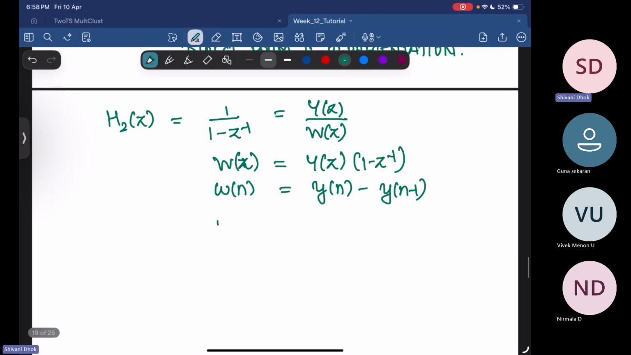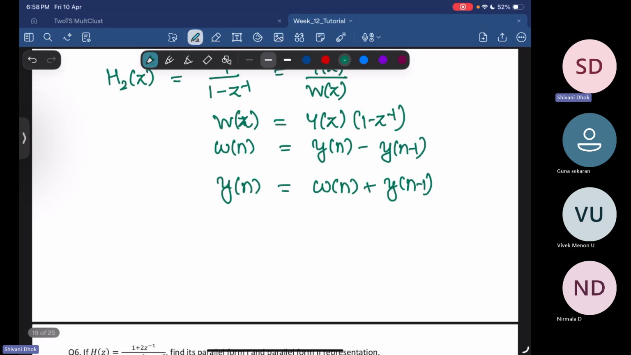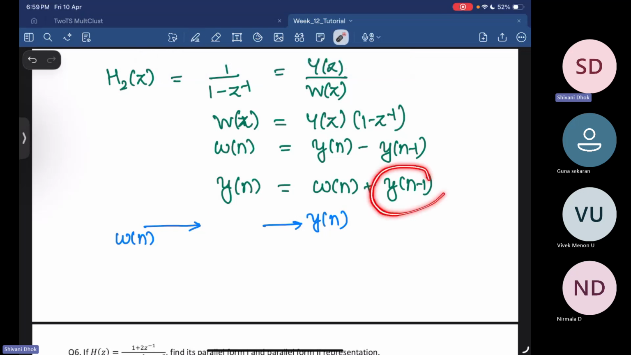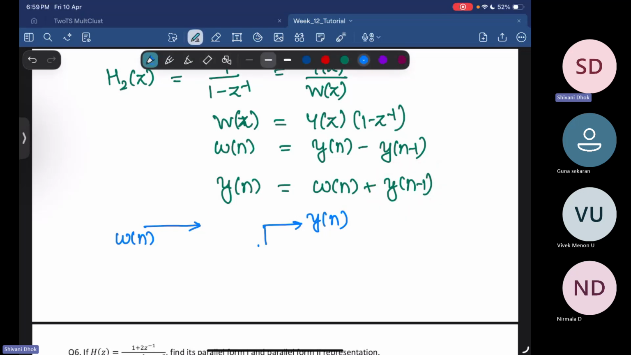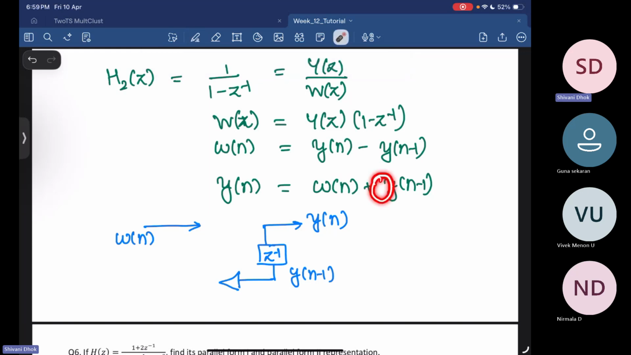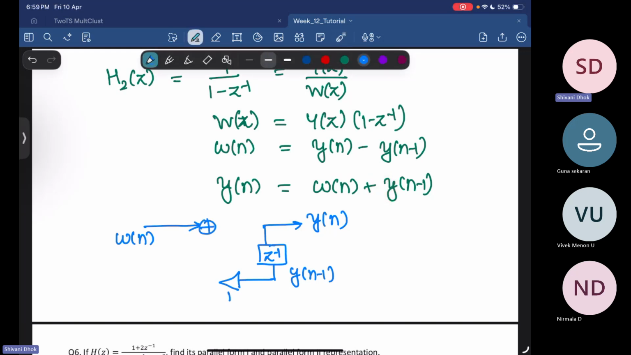Now your output is Y of n, so you can write it as Y of n equal to W of n plus Y of n minus 1. Now you want to realize this particular system. Your input is W of n and your output is Y of n. And how do you construct it? You take your W of n and add a delayed version of your Y of n to it. So you delay your Y of n. That will give you a Y of n minus 1. And then you are scaling it by a factor of what? 1. And add it. Does that make sense now?